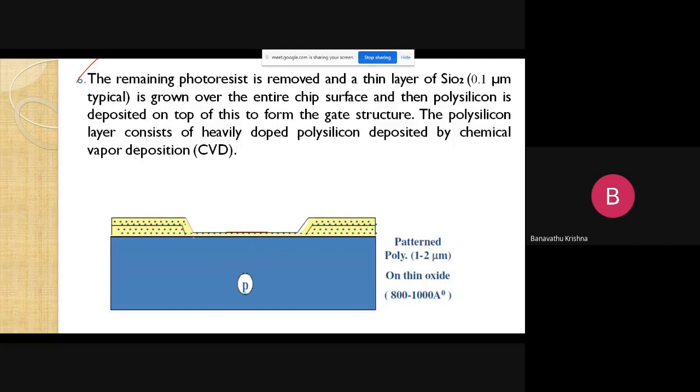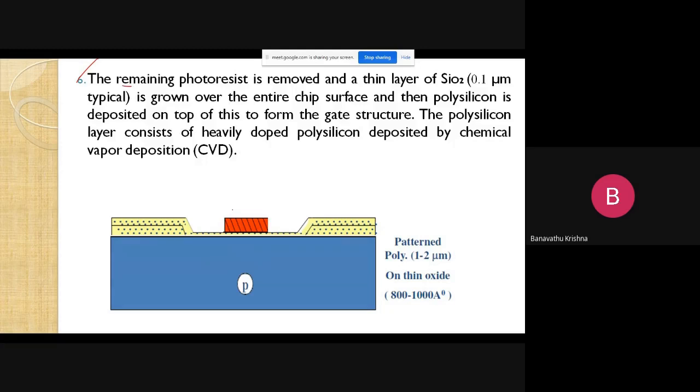In the previous case, the remaining photoresist was hardened and not removed, but here, using some chemical techniques, we need to remove the remaining photoresist layer from the entire surface. The photoresist is removed, and a thin layer of silicon dioxide covers the entire surface. We need to form the polysilicon layer on top of this surface, right? So here the polysilicon layer covers the surface again.